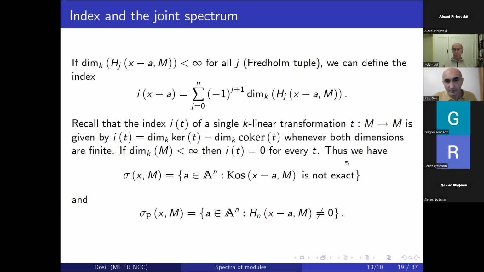So now let's summarize what we got. We can define the Taylor spectrum, the set of all A's, like in operator theory, where the Koszul complex is not exact. Then my point spectrum of the tuples actually means the set of those A's such that the nth homology group is not 0, right? That's standard.